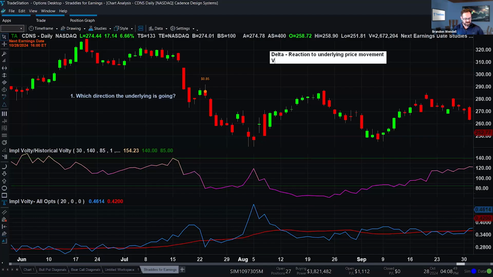Then we have Vega, which is the reaction to volatility. And another one is Theta, which is the time reaction or time value, time decay. Basically what happens to premiums on options based on time passing.